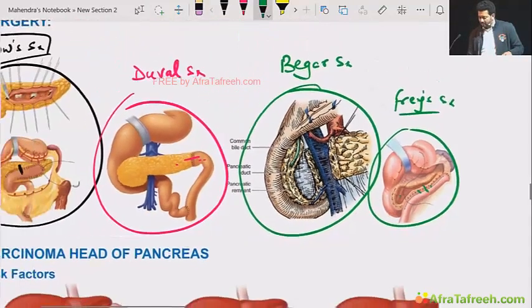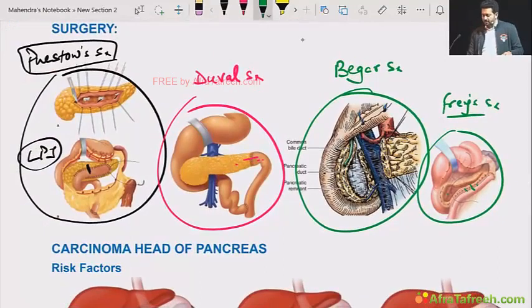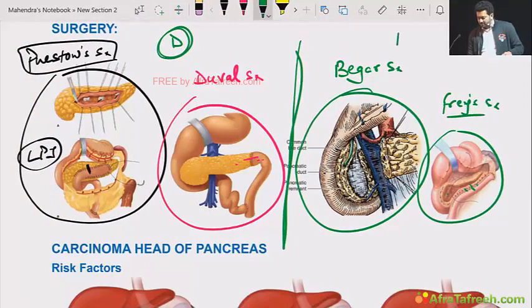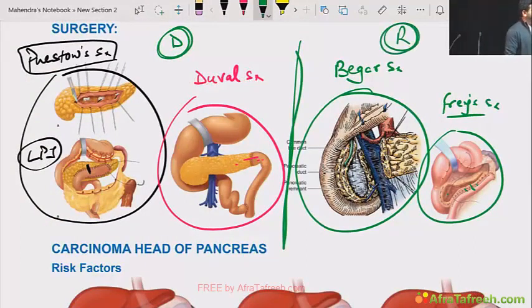So these four surgeries, remember: these two are the drainage procedures, and these two are the resectional procedures. In the exam, you will get something like this image, and the only thing they will ask you is, what is this surgery? And this question has already been asked about the surgeries of chronic pancreatitis.